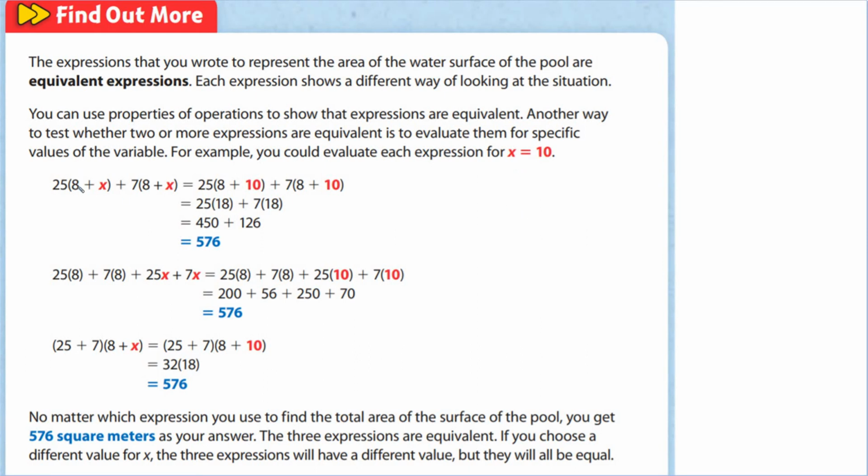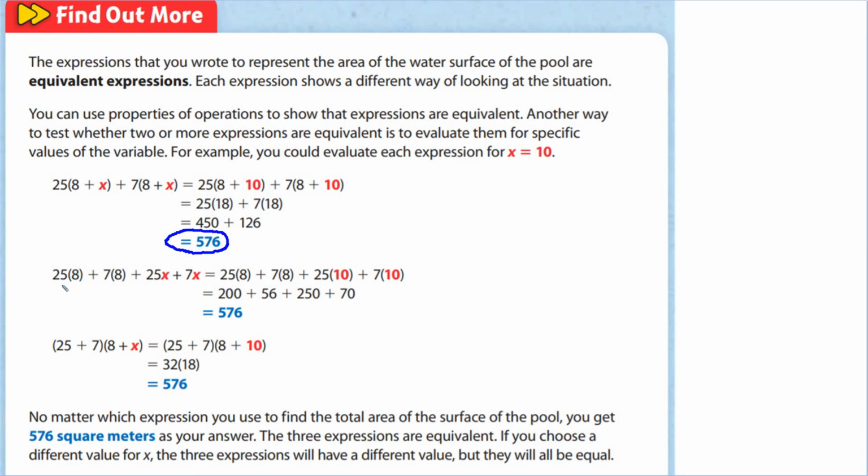So let's look at the first one. Remember, the first one was 8 plus x times 25 plus, because you're going to add both rectangles, 8 plus x times 7. And when you do that out, well, first of all, you need to plug in 10. As you can see, they did that here. Okay? 10 plus 8 is 18, and then times 25. 10 plus 8 is 18 times 7. 25 times 18 is 450. 7 times 18 is 126. When you add it together, you get 576.